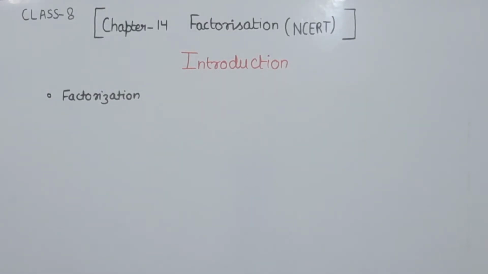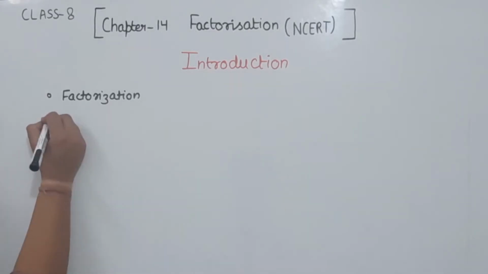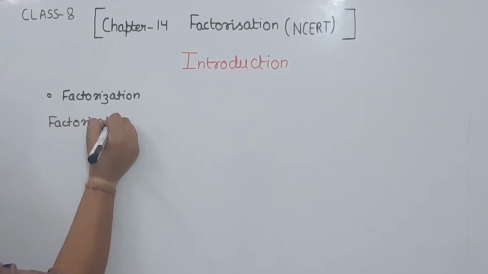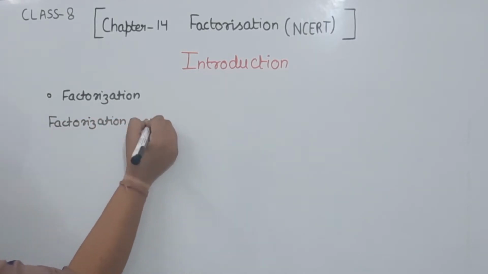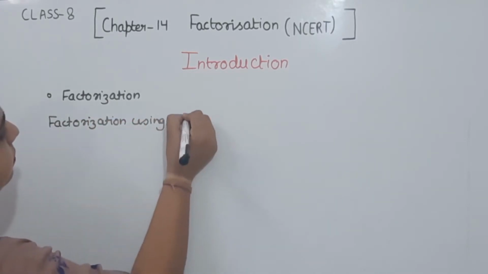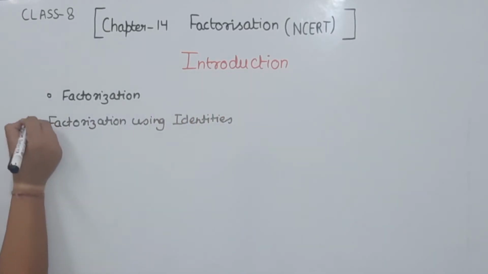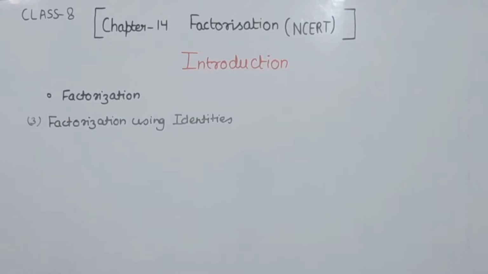Now the next method we have is factorization using identities. So I am going to write here factorization using identities. This is the third method we have when we have to factorize. So we have to use the identities in this method. For that, I am going to let you know how many properties we will have. So we are going to write the properties here.